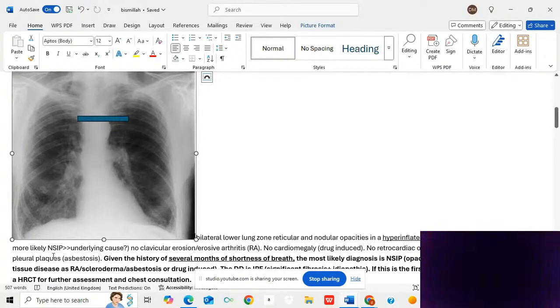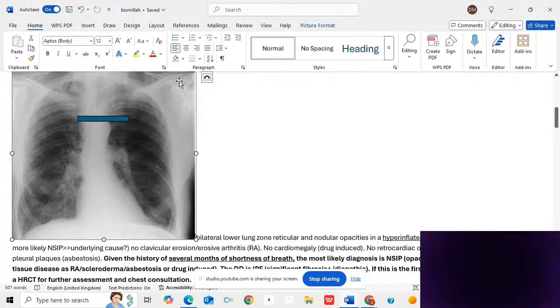What is non-specific interstitial pneumonia? Opacities in the lungs with an underlying cause. So here, hyperinflated lung with opacities equals non-specific interstitial pneumonia. Okay, let's look for the underlying cause. What is the underlying cause of non-specific interstitial pneumonia? Connective tissue disease. Okay, let's look for any kind of connective tissue disease.